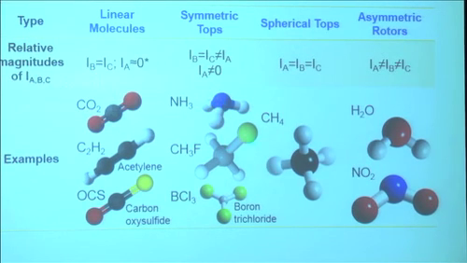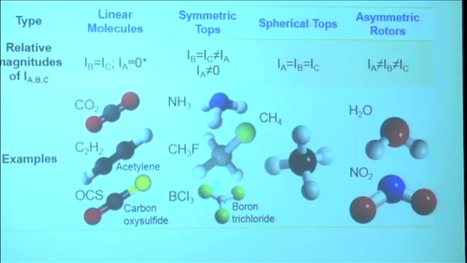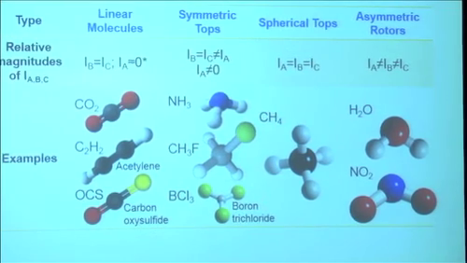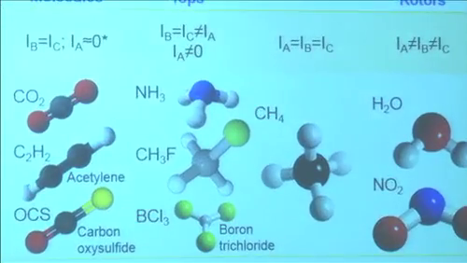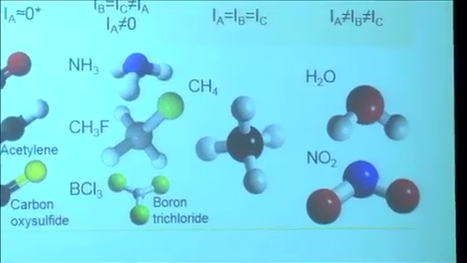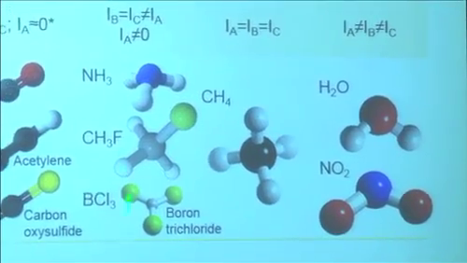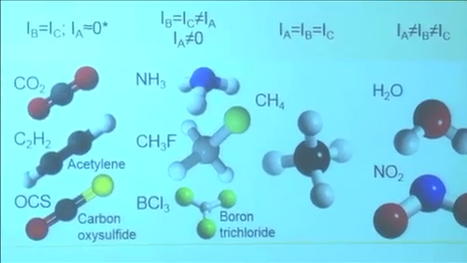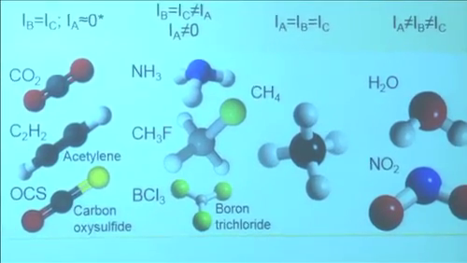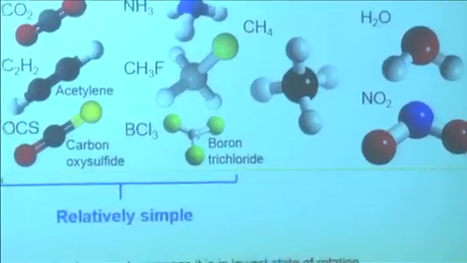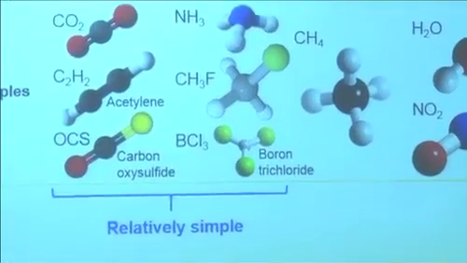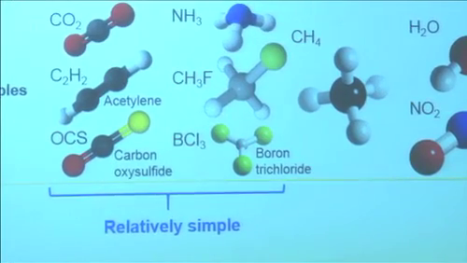Methyl fluoride, that's another one of these tripod things. Boron trichloride is like 3 in a plane. So you can put a plane through those 3 nuclei, and it'll still honor this relationship. So we look at the structure to decide which of these categories we're in, and that will dictate the equations we use for the energy levels.